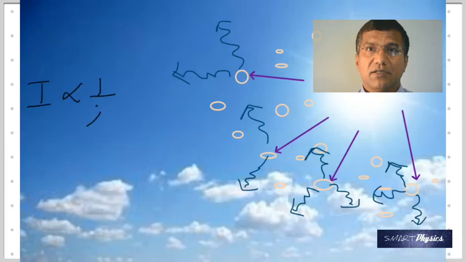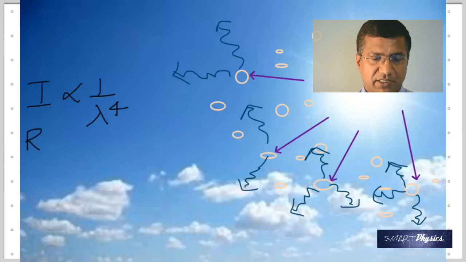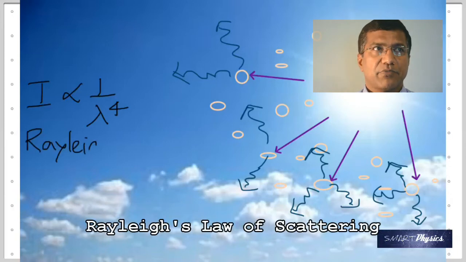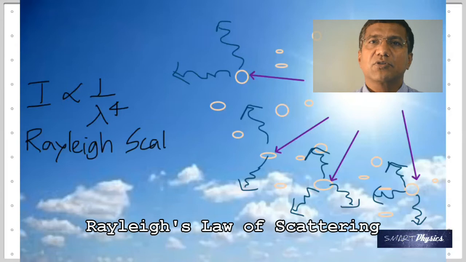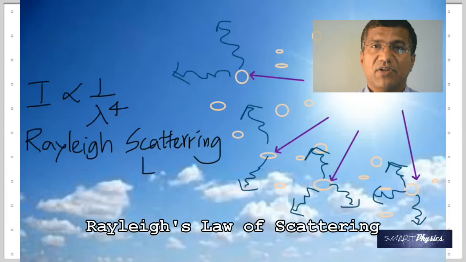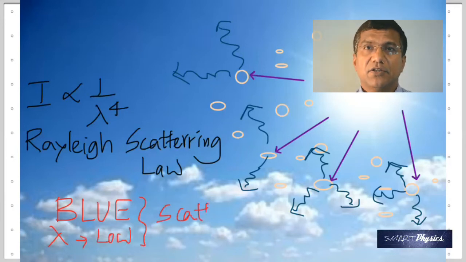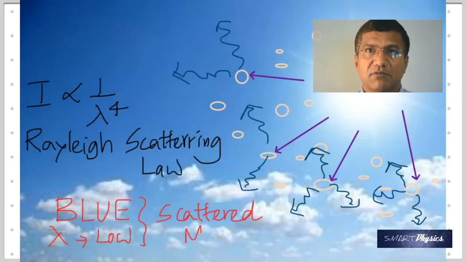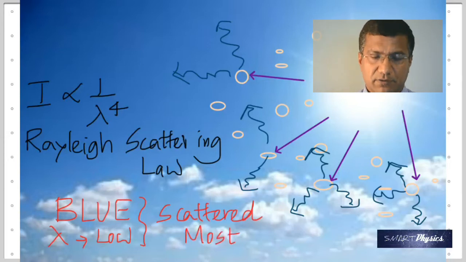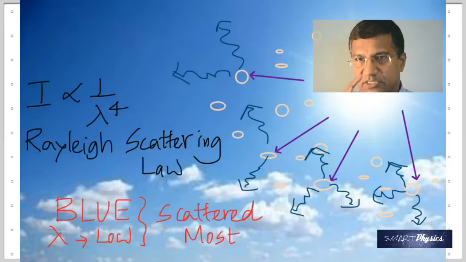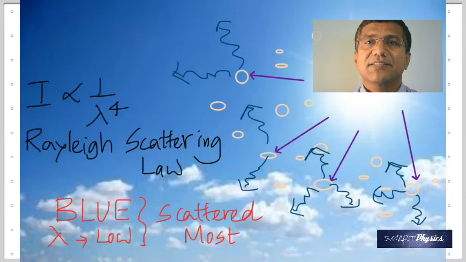It's actually given by Rayleigh's Law, and you see that the intensity of the scattered light is inversely proportional to the 4th power of the wavelength, which means the smaller the wavelength, the greater the intensity of light scattered. And since blue has the smallest wavelength, I mean the blue region again, it's that region which is going to be scattered more than the red region. And so blue region having the lowest wavelength is scattered more. Now you know why the sky is blue in color.